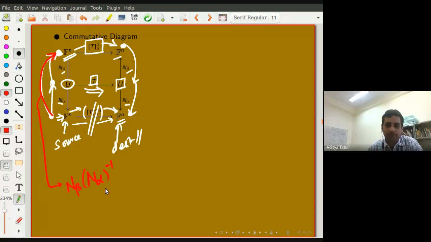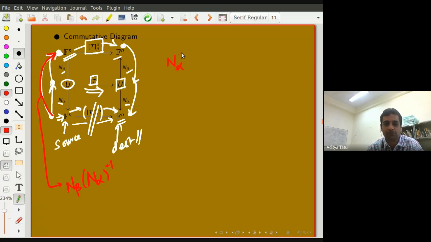Why? Or is N alpha inverse going to be a matrix? Maybe that will give you, this is a hint. If N alpha inverse is a matrix, of course N alpha is also a matrix. But is N alpha inverse a matrix? What is N alpha inverse going to give you?